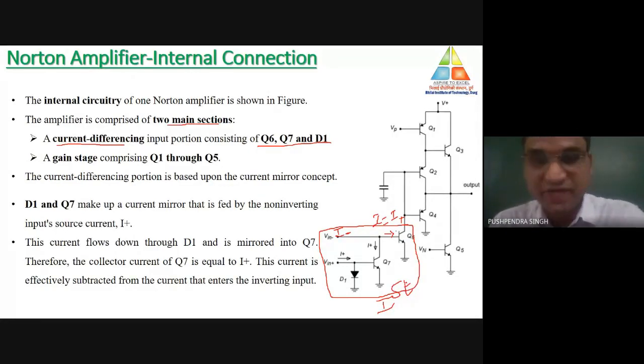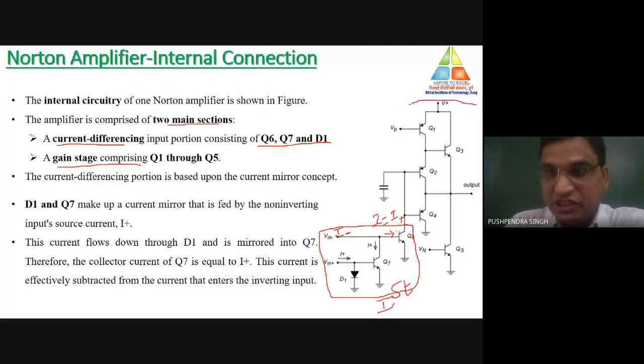This is the first section of this Norton's amplifier, Q6, Q7 and D1, where Q7 and D1 are the current mirroring part, and Q6 is used to feed the difference current. Now the output of transistor number 6 will be used to feed the current at the gain stage of the transistor.